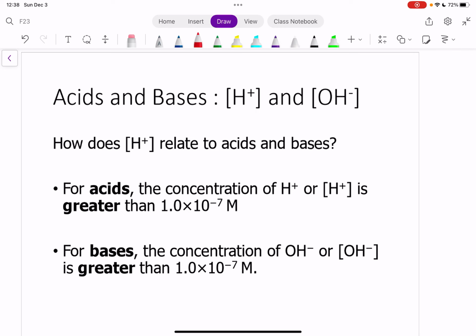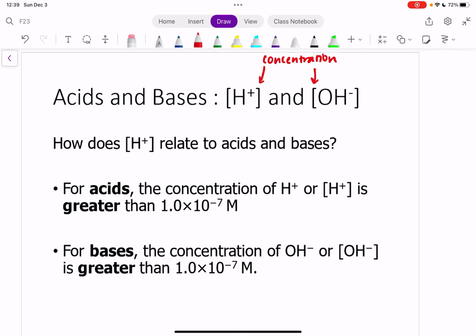And I want to think back to our first video, which was about Arrhenius acids and bases. And we talked about how Arrhenius's definition of acids is that they increase the concentration of H+. Remember that these brackets mean concentration. He also said that bases increase the concentration of OH-.